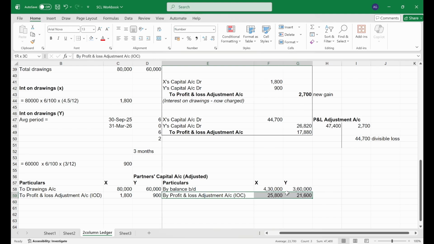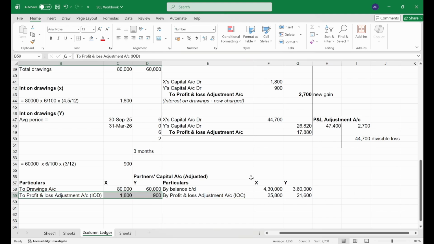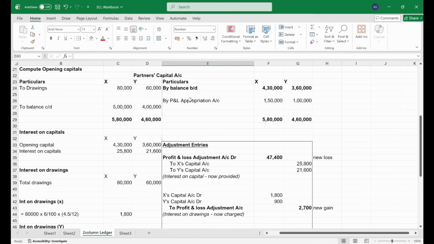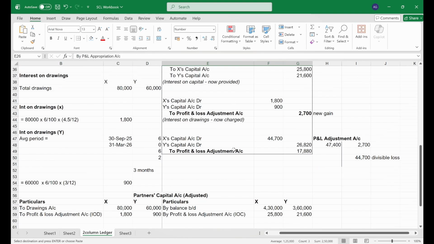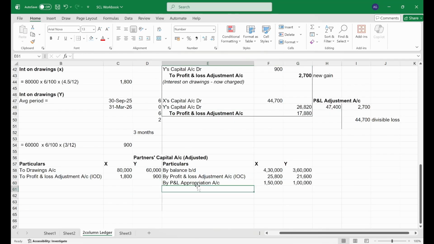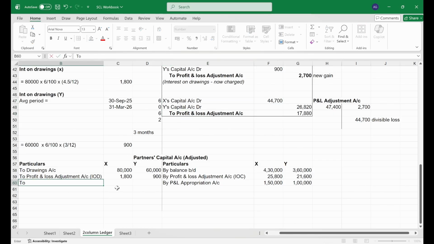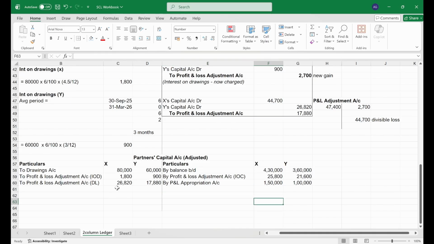So we transferred the interest on capital adjustment as well as the interest on drawings adjustment, and then we bring the original net profit transfer. We will retain that, it is not going anywhere. And then the final adjustment, we have passed this entry, isn't it? So the divisible loss, net loss, we have to write one more time. It is called the new divisible loss, 26,820 and 17,880, right? So we have passed all the necessary adjustments, necessary rectifications inside the capital account.